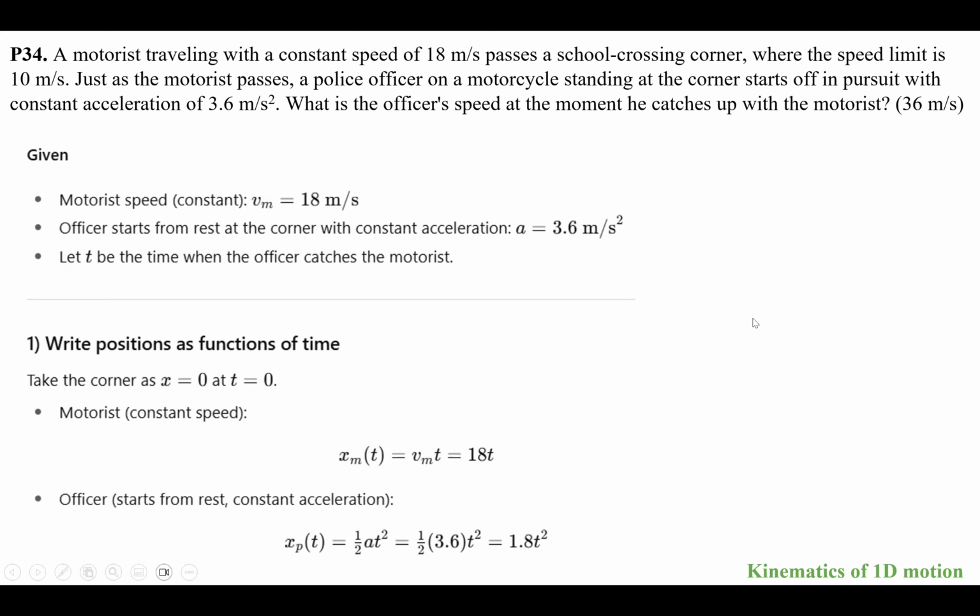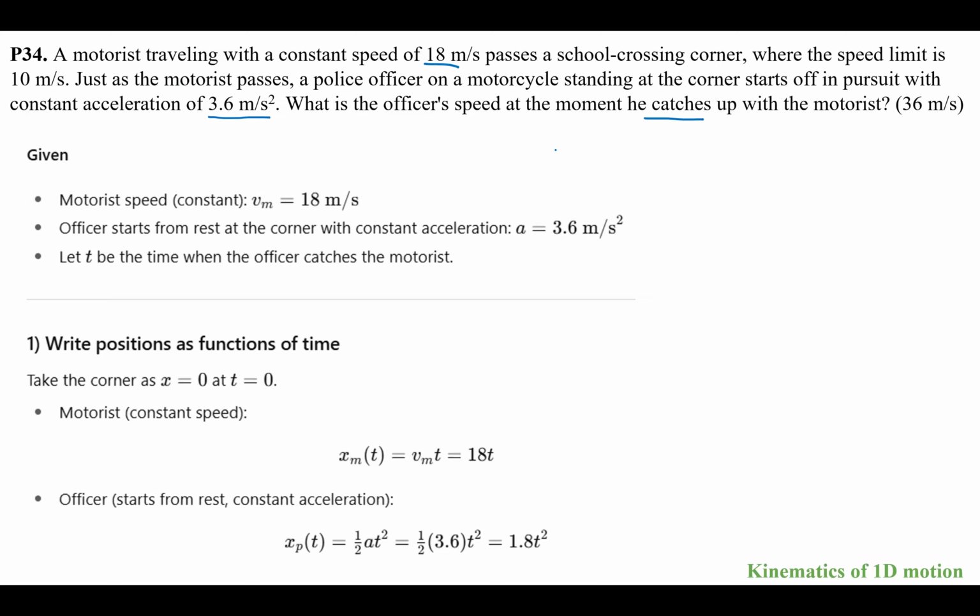A motorist traveling at a constant speed of about 80 meters per second passes a school crossing corner where the speed limit is 10 meters per second. So obviously it is over the limit, right? Just as the motorist passes, a police officer on a motorcycle standing at the corner starts off in pursuit with a constant acceleration of 3.6 meter per second square. What is the officer's speed at the moment he catches up with the motorist?